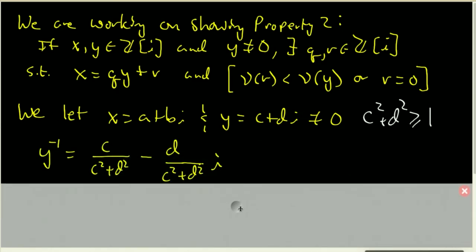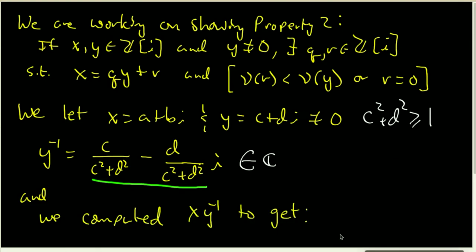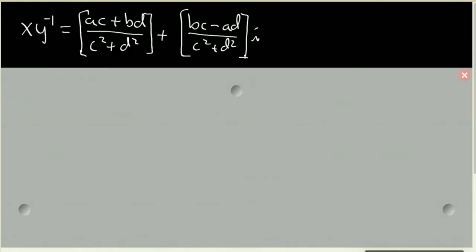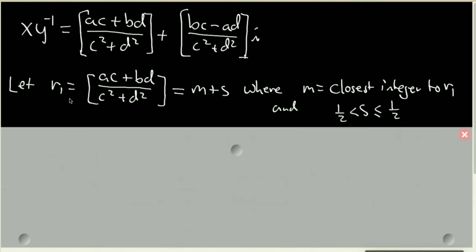We also observed that since y is not 0, y has an inverse in the complex numbers, and y inverse is given by this formula inside the complex numbers. And then we basically computed x times y inverse inside the complex numbers. And when we did, we got this ugly looking expression. At this particular point, we said, well, these two things are rational numbers, so we'll let r1 be this rational number.